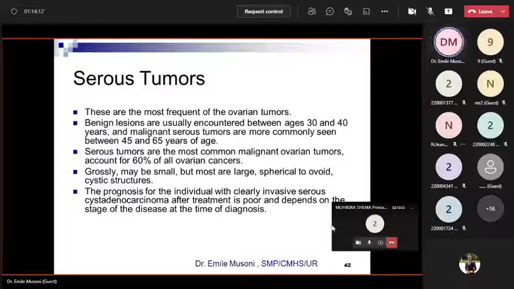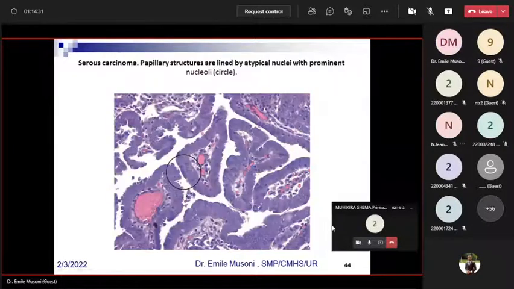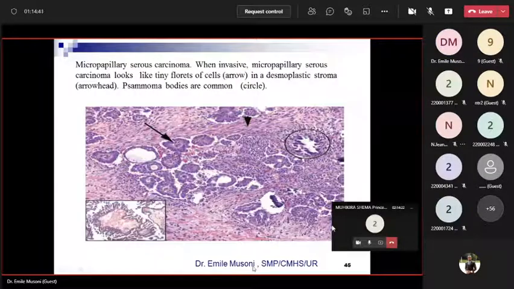You can have benign cystadenoma. Cystadenocarcinoma is malignant. For example, this one is classified as borderline with minimal invasion. This one is carcinoma. It is malignant. We have those papillary structures. This is a serous carcinoma with a poor prognosis.